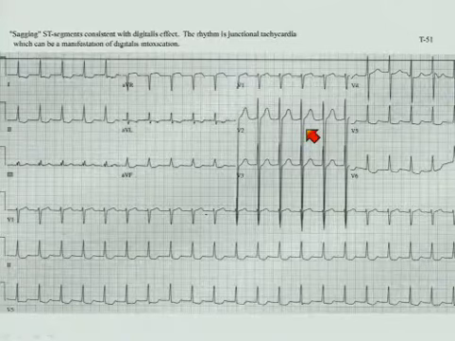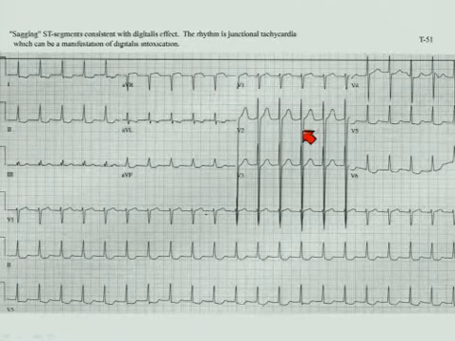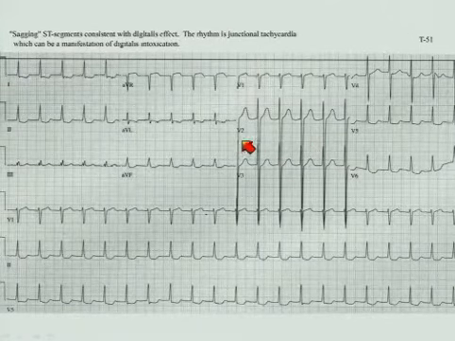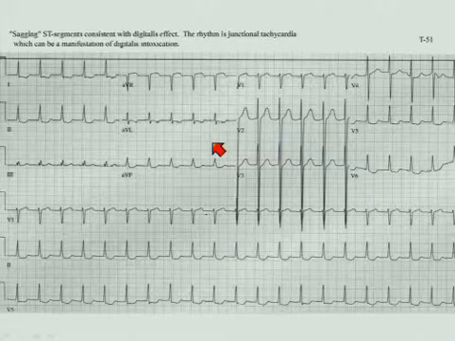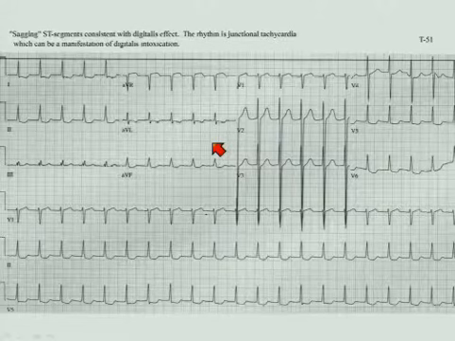And here, a pattern that happily is not present very much anymore, and that is findings of digitalis. The classic ST segments of digitalis are this sagging or hammock kind of appearance you see here in lead 2, also over here in lead V5.